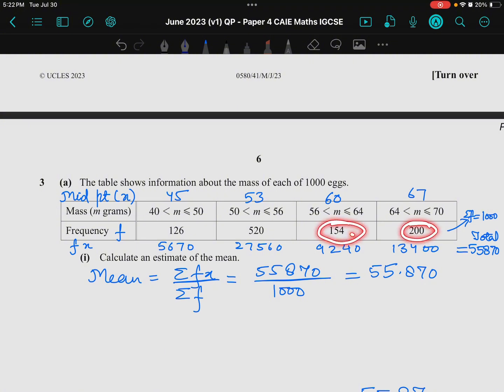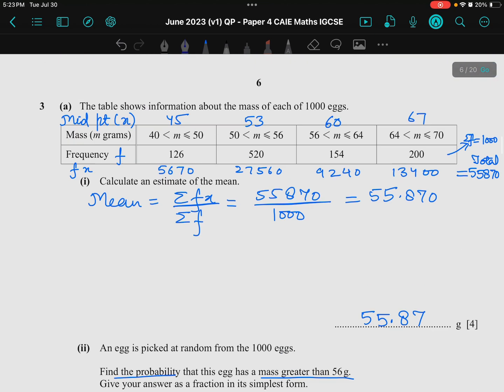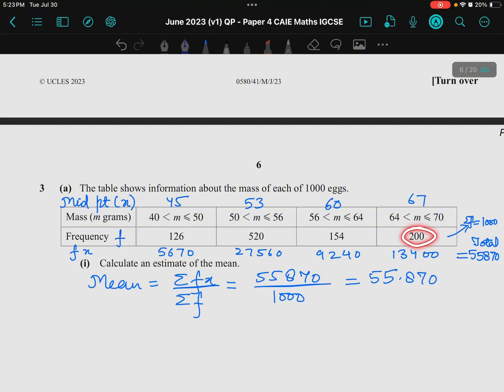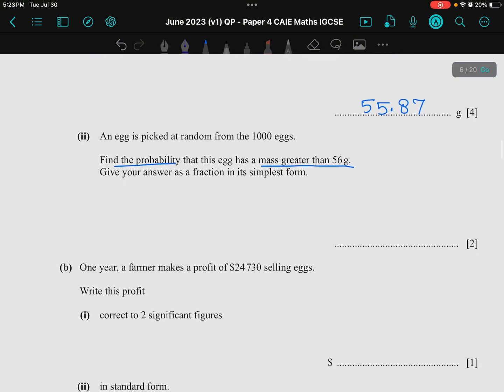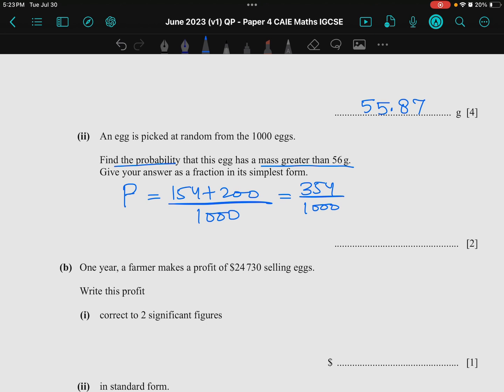154 and 200. 154 eggs whose mass is greater than 56, and these are also greater than 56. So 154 plus 200. So probability is equal to 154 plus 200 divided by the total number of eggs, which is 1000. So it is 354 divided by 1000.